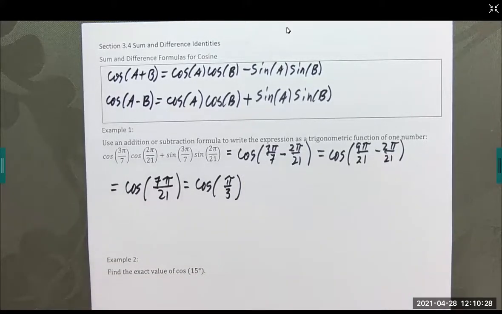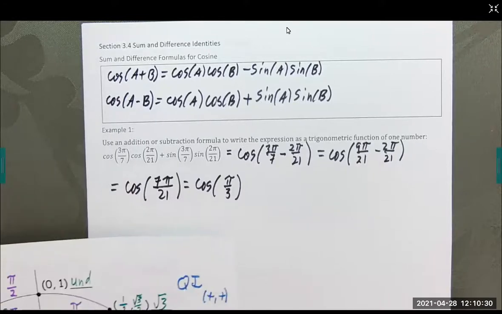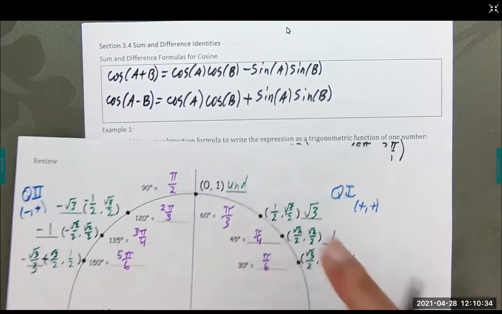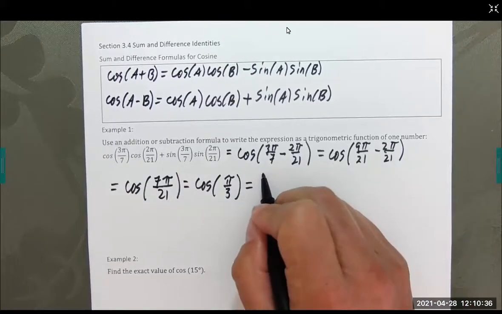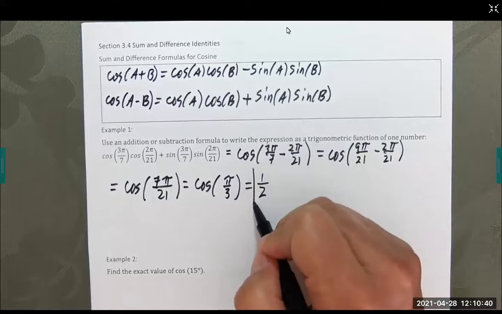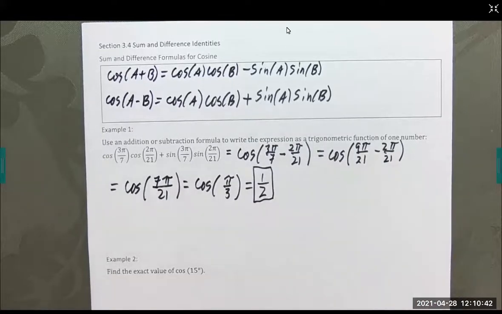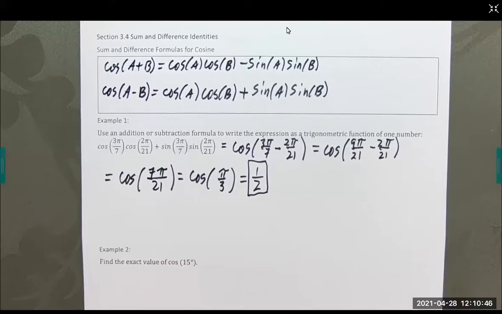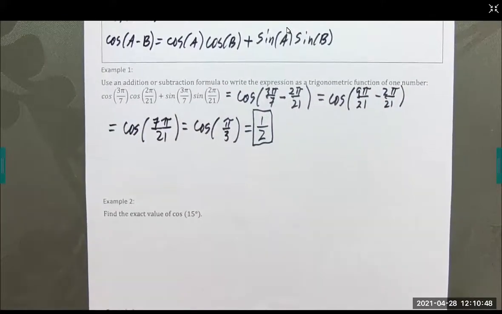Remember, cosine is the x-coordinate on the unit circle. So here's pi over 3, and the x-coordinate is 1/2. So we can actually get the exact answer by using these identities. Let's try another one. We want to find the exact value. Now, when it says exact, that means no decimals. Okay, that's on a test, that's anywhere. Exact means exact.